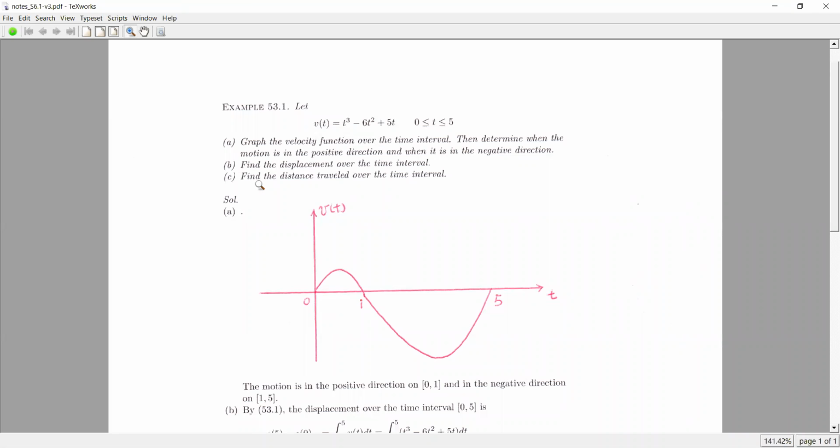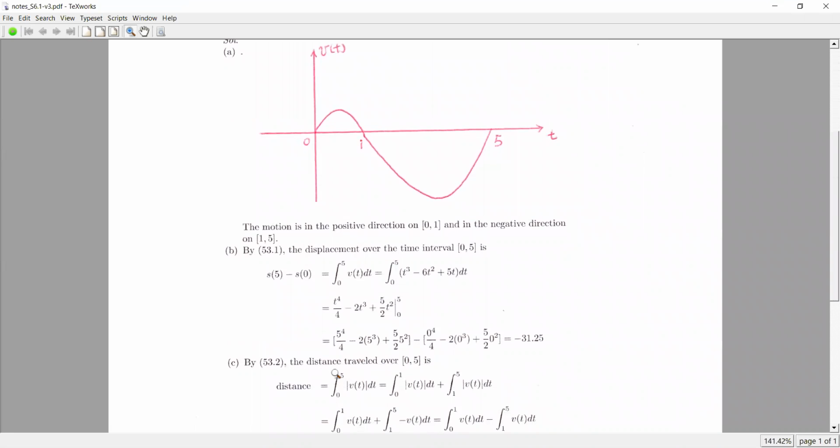Part C. Find the distance traveled over the time interval from 0 to 5. By formula, the distance traveled over this time interval is given by this integral, the integral of the absolute value of the velocity function from 0 to 5. To compute this integral, I need to remove the absolute value. To do so, I split this integral into the integral from 0 to 1 plus the integral from 1 to 5.